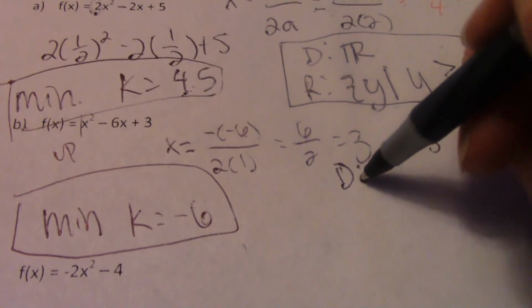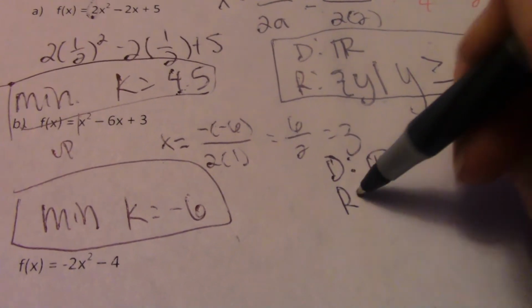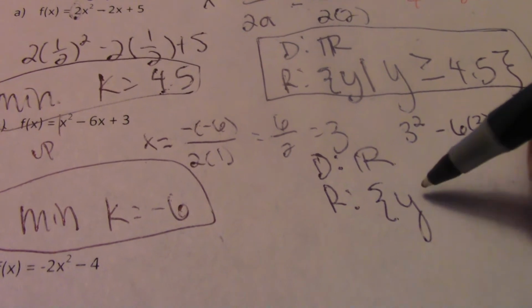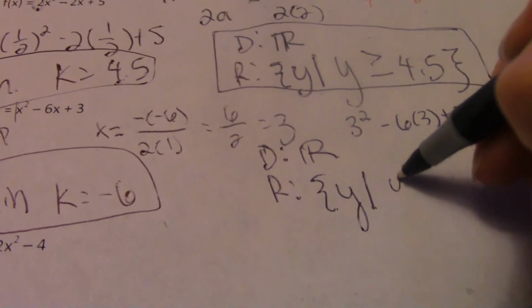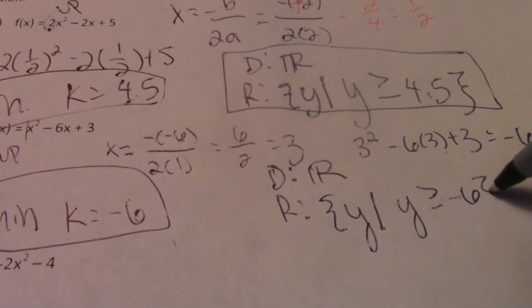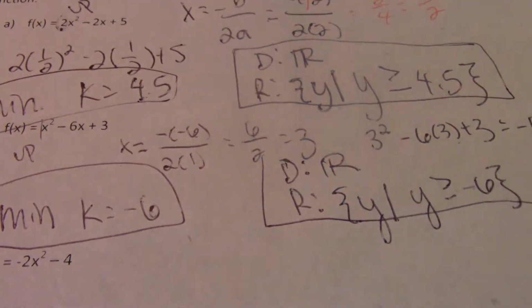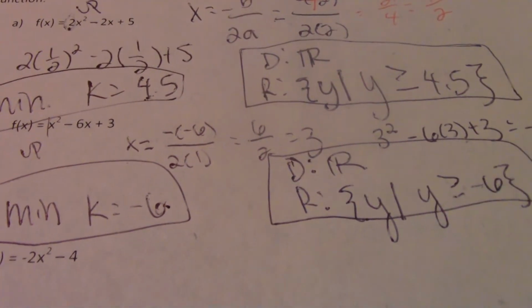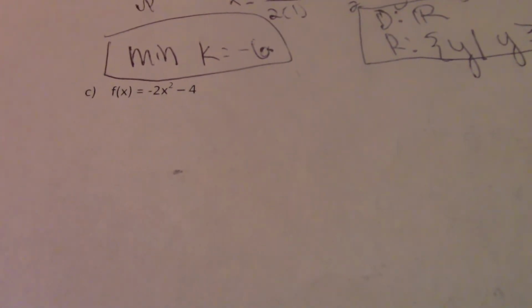Our domain, once again, is all real numbers. And our range, y bar, y has to be greater than or equal to negative 6. That's our other answer. This number always goes right there. Always, always, always.